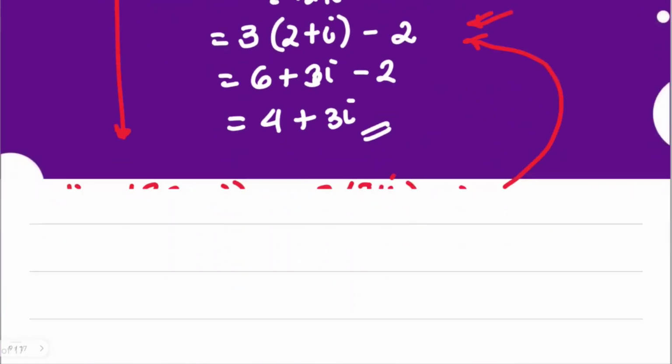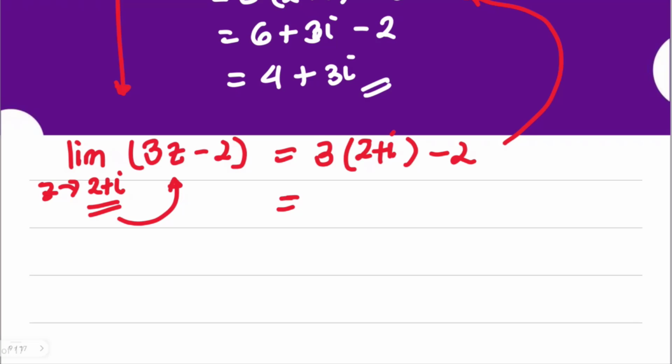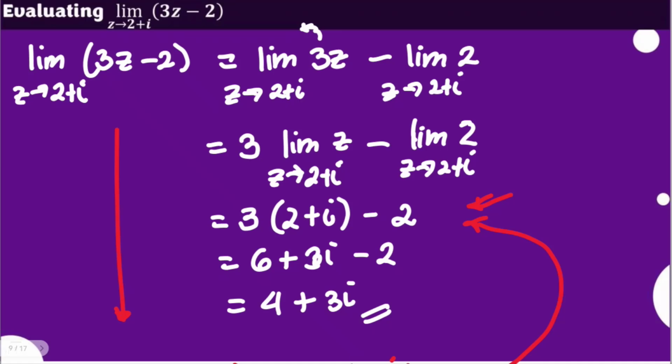But of course, this is to be examined thoroughly. This is 3 times 2, 6 plus 3i minus 2, which will give you the same value of 4 plus 3i. Now, it's up to you if you would like to use direct substitution. You may, definitely, yes. Or, if you're asked to show the result using the limit theorems, you may copy this and you will still get the same result.